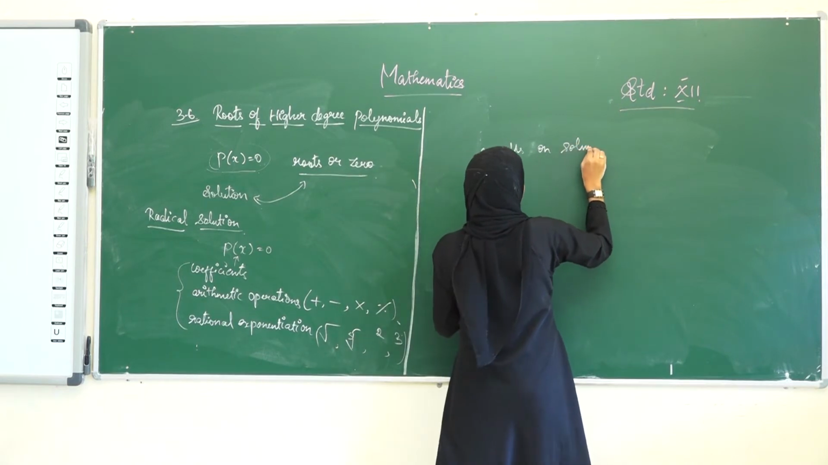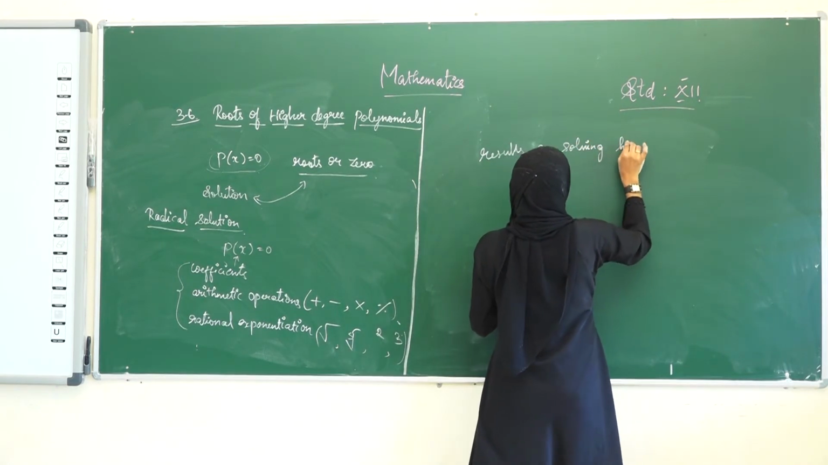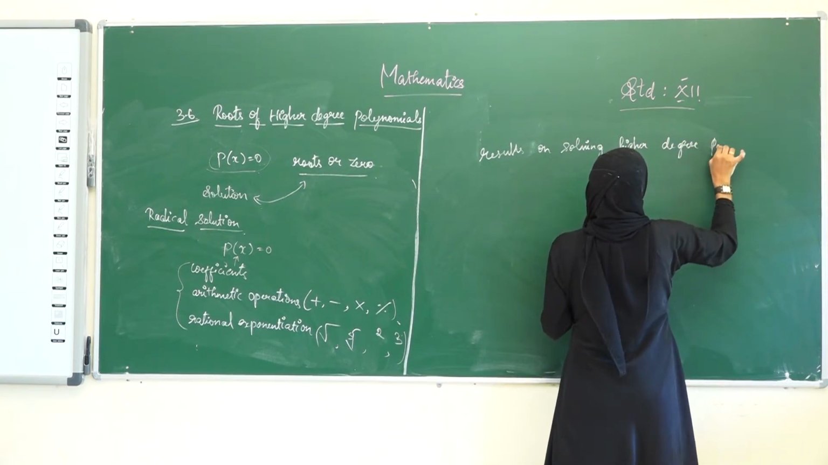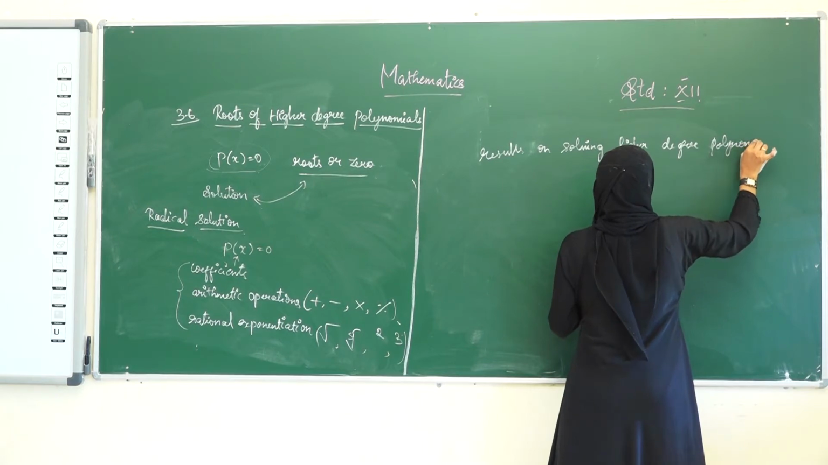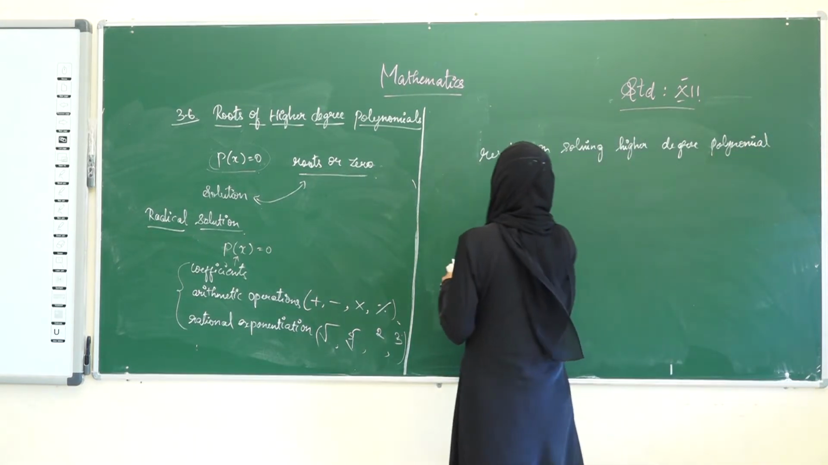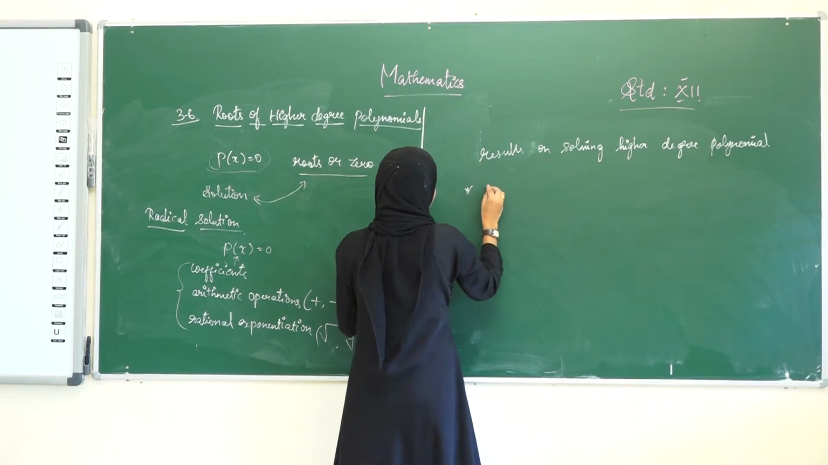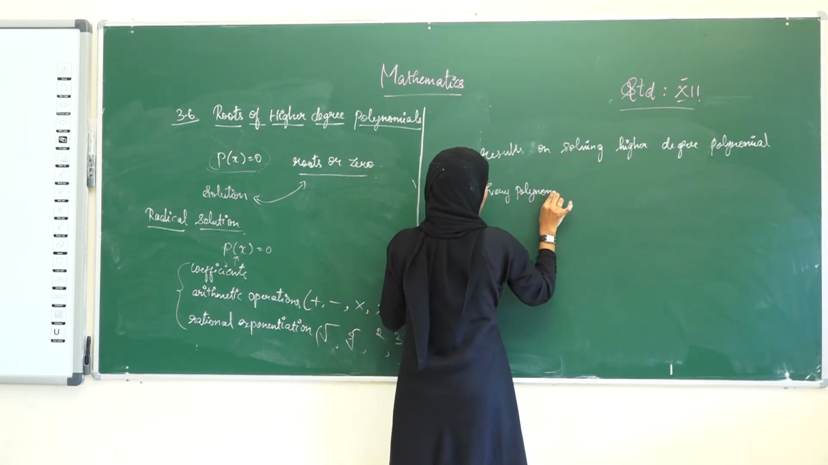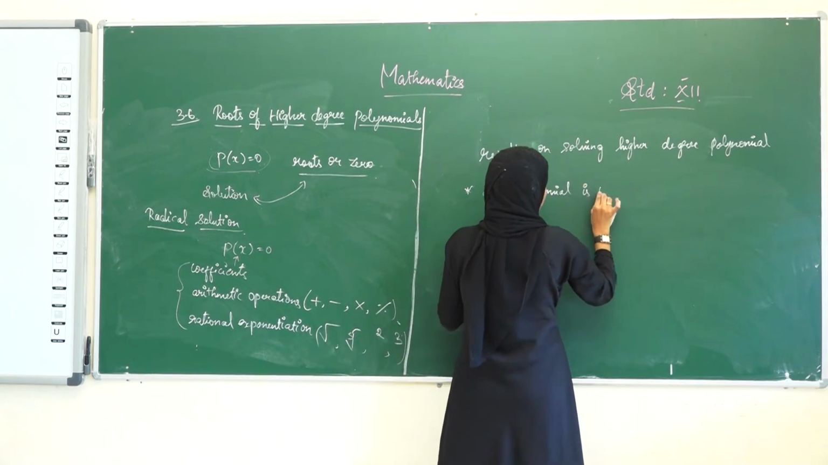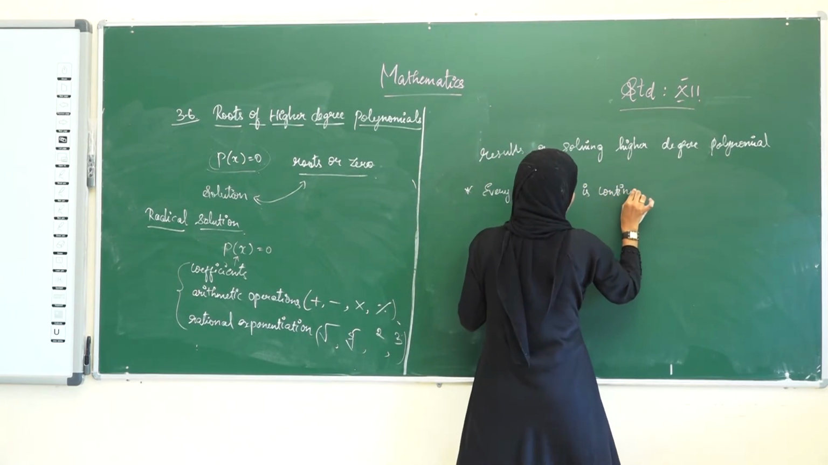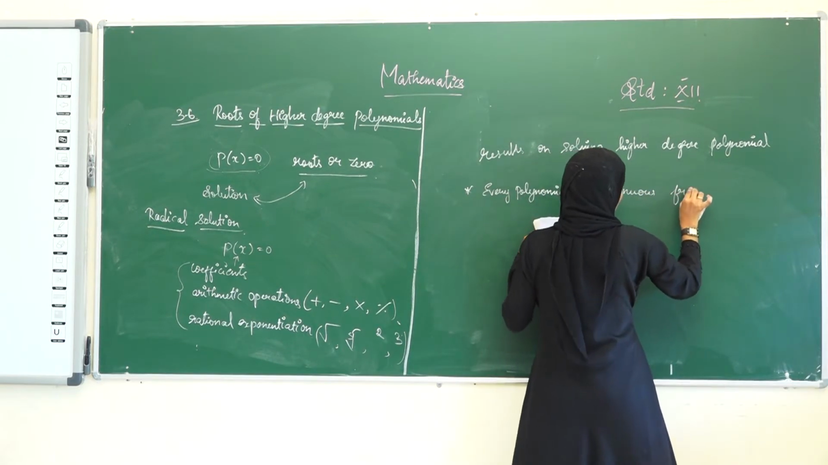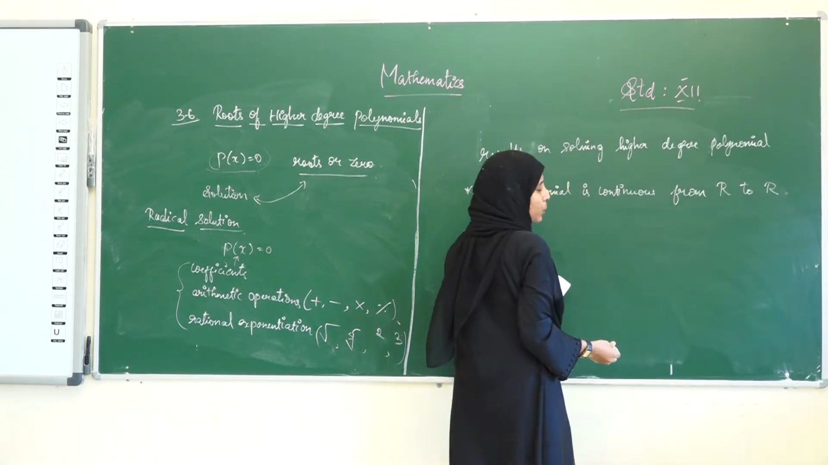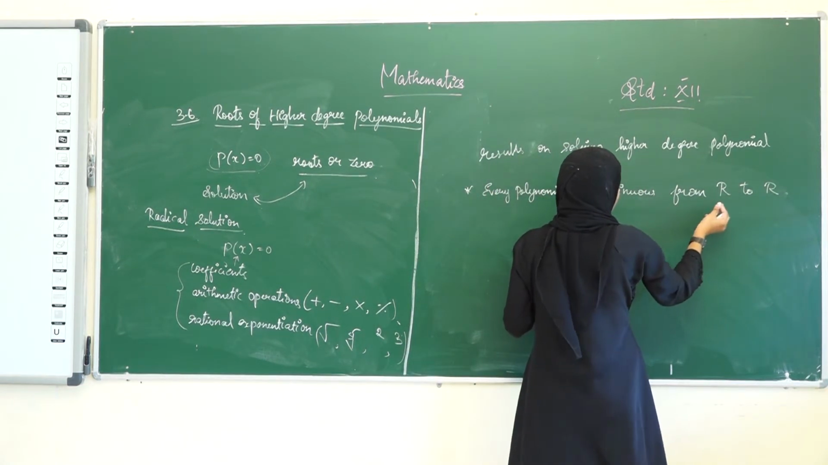They have formed some results on solving higher degree polynomials. What are they? These are very important. They may ask you in 1 mark questions. Okay. So first thing is, every polynomial is continuous from R to R. That is, every polynomial has both its domain and codomain in R and it is a continuous function.